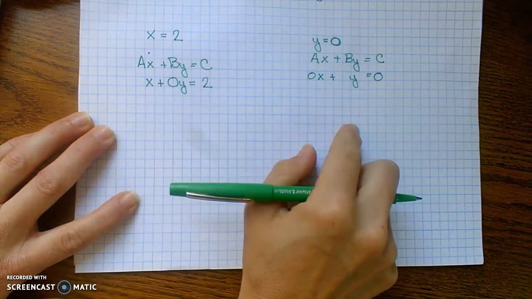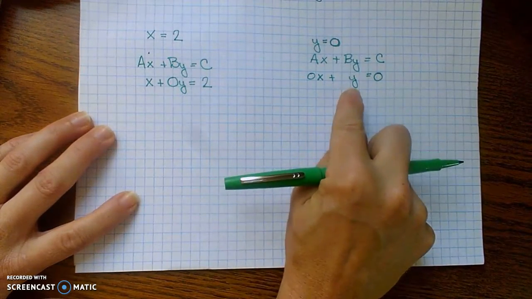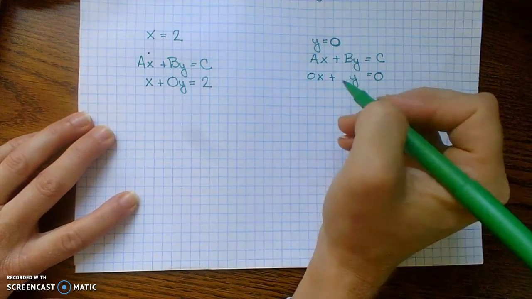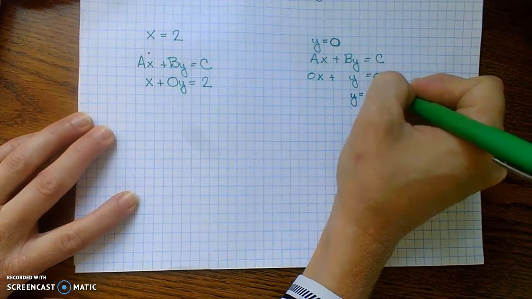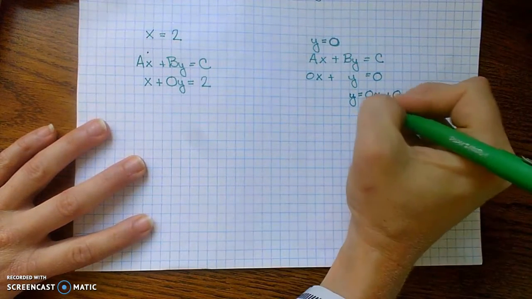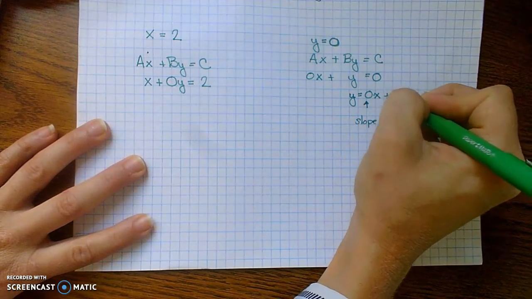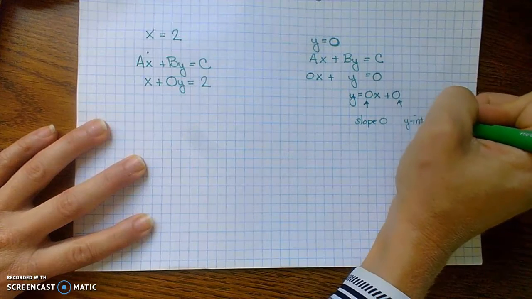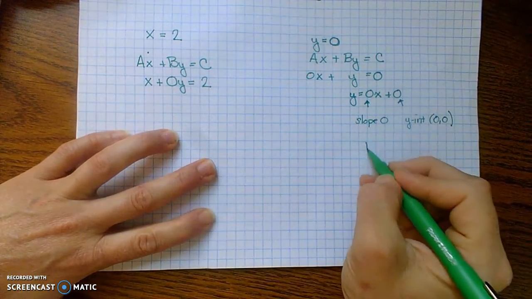All right, so now with this information, I should still be able to graph these equations. This one's a little bit easier. I'm going to just manipulate this 0x instead of just letting it disappear. I'm going to subtract 0x from both sides, and now I've got y equals 0x plus 0. So now if I think of this in y-intercept form, what's my slope? The slope is 0, and in this case, my y-intercept is also 0. It's 0, 0.